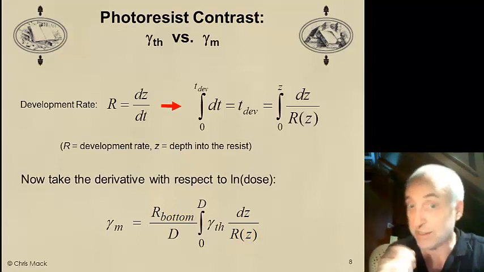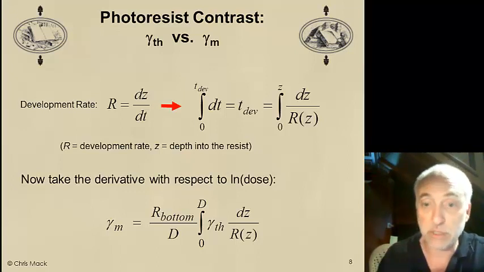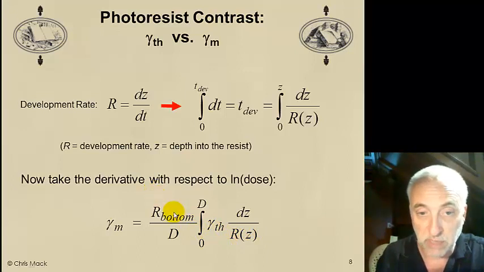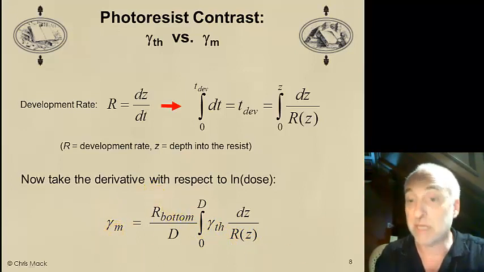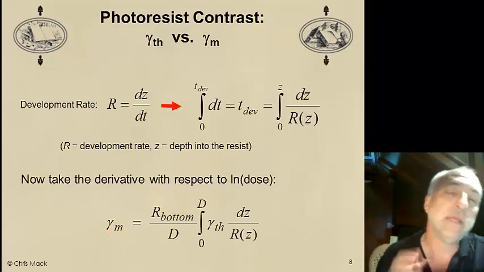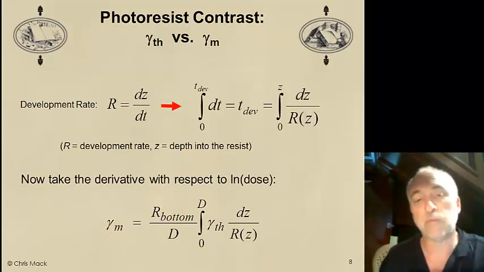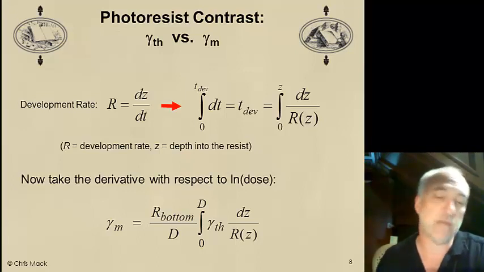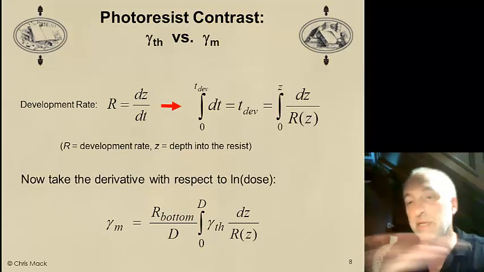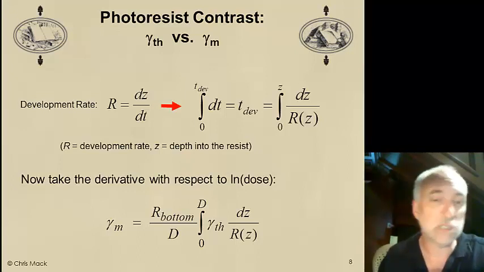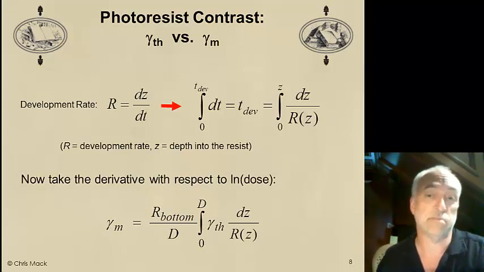If I add a lot of surfactant, I get a lot of surface inhibition. Development rate becomes very, very small at the top compared to the bottom. And gamma measured becomes large even if gamma theoretical does not change at all. And this is the problem that we had. Adding surfactant increases the surface inhibition phenomenon, lowers the development rate at the top of the resist, and causes the measured contrast to deviate markedly from the theoretical contrast.